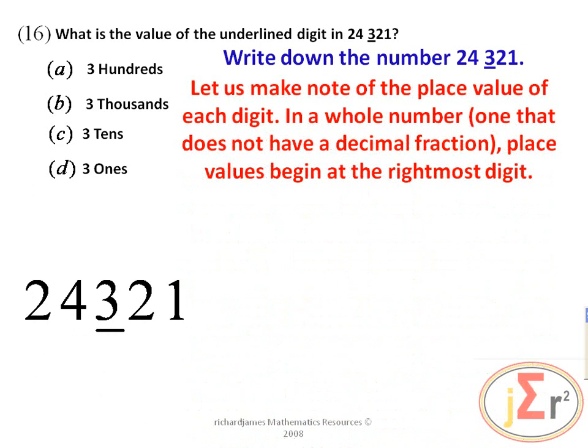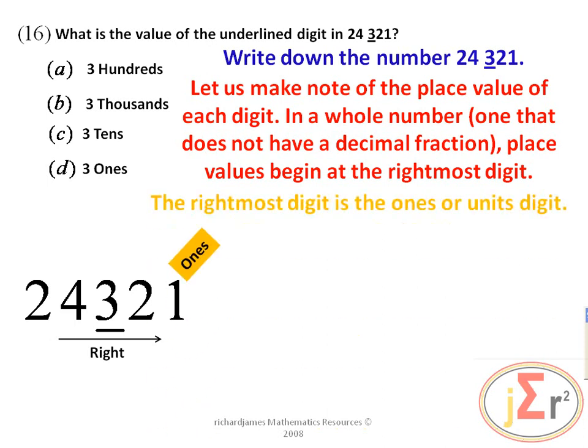In order to know the value of the digit, we need to be aware of the place value of the digit. And in order to do that, the best thing to do is to include the place values of the digits that we have there. So let us make note of the place value of each digit. In a whole number, one that does not have a decimal fraction, place values begin at the rightmost digit. So let us begin at the rightmost digit. And if Jerry does not know his left hand from his right hand, then we have an arrow pointing in the direction of our right. So we will begin writing down the place values.